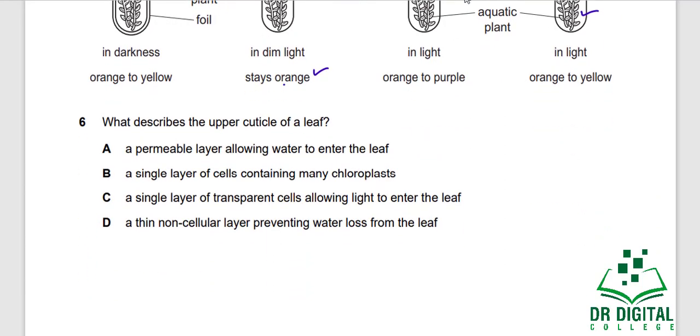In question 6, which describes the upper cuticle of a leaf? It's a permeable layer allowing water to enter the leaf. You know that this is not a permeable layer, so no. This is a waxy cuticle, a single layer of cells? So this is not a layer of cells. Epidermis is the layer of cells. Cuticle is a waxy layer, it's a chemical. A single layer of transparent cells? So once again, these are not cells. Okay, a thin non-cellular layer preventing water loss from the leaf. Yes, this is correct, so the answer for question 6 is D.